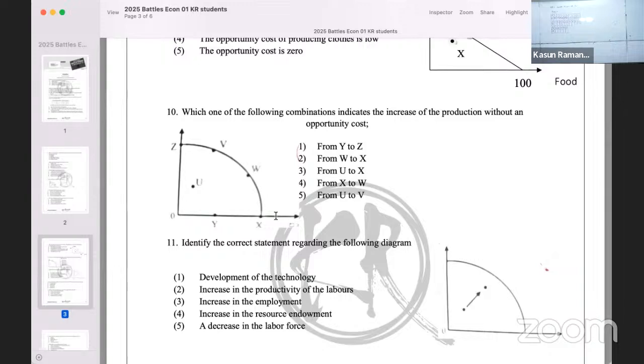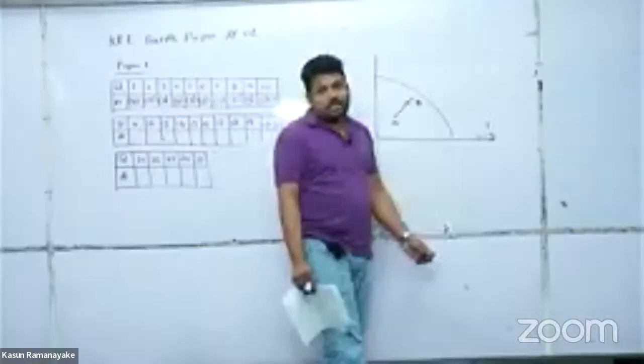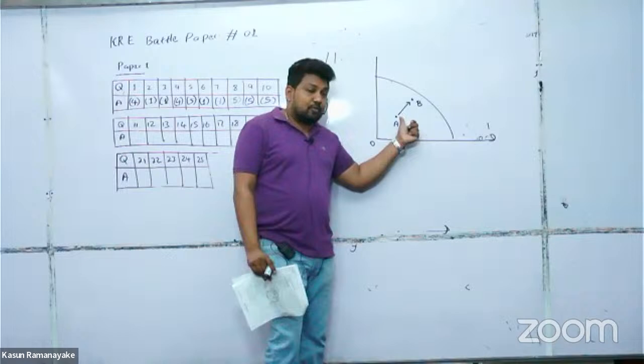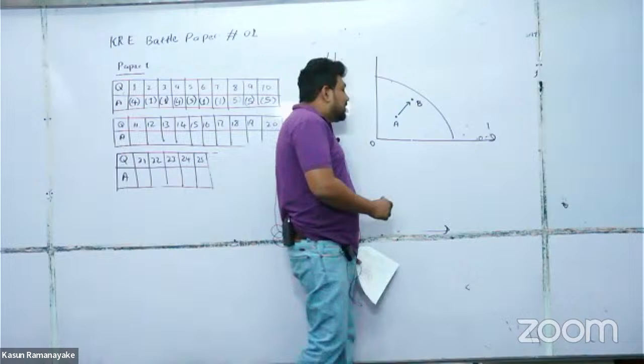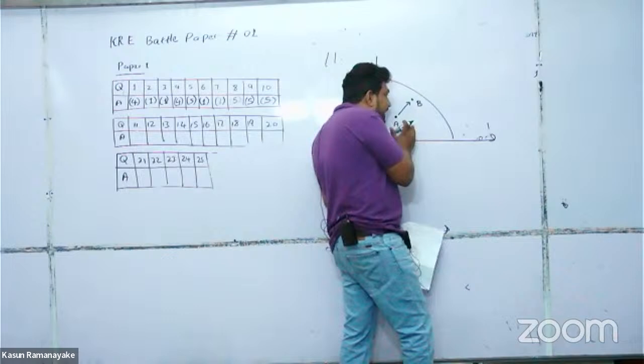You can see the next question. Identify the correct statement. Here, the PPC is given and the points, it's going from this point to somewhere here. It is going from a point inside the PPC to a point inside the PPC. No problems. Right? Look at the board here. When you're moving from A to B, it's moving from a point inside the PPC towards the PPC.